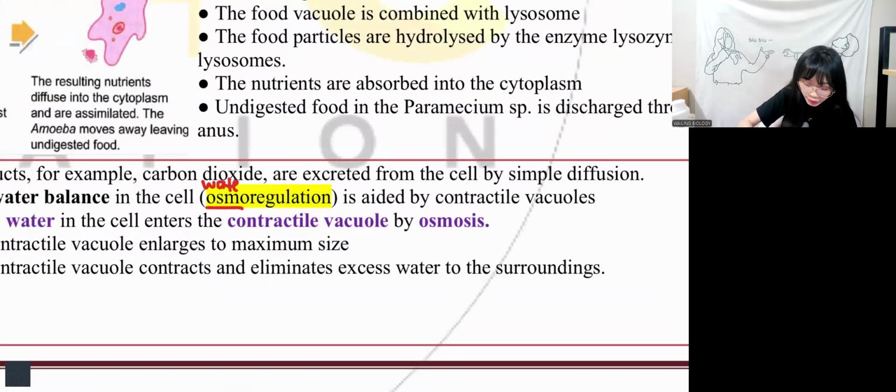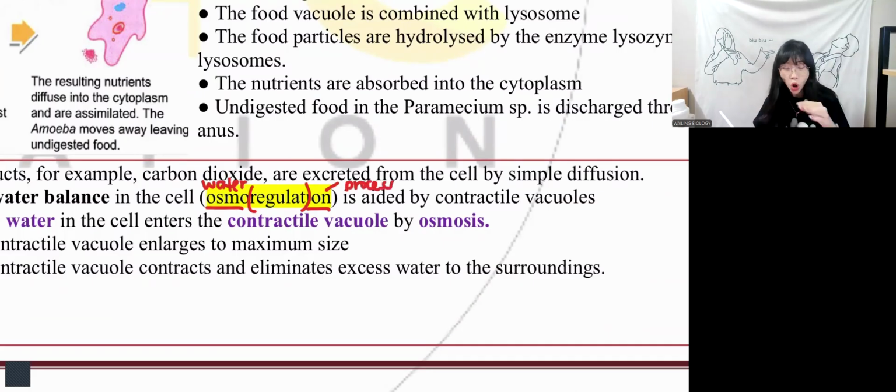Osmo means water. Regulation means regulate, like control. When the term ends with "ion", it means it's a process. It's a process of controlling water balance in the cell. It's called osmoregulation. Okay, controlling water balance in the cell.